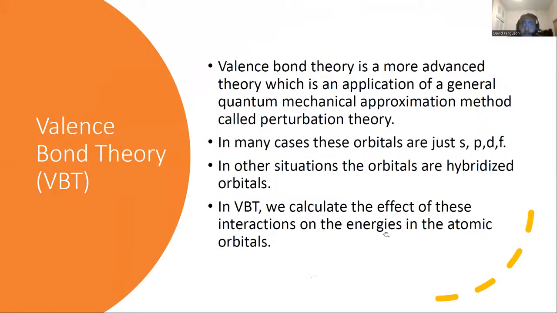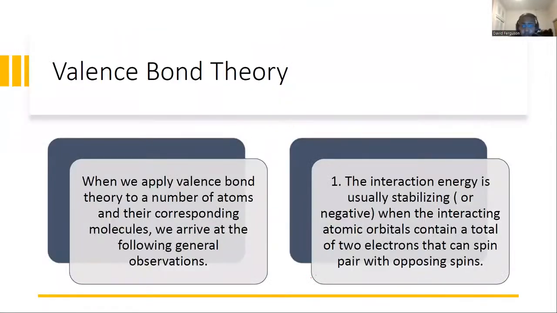Valence bond theory is a more advanced theory, which is an application of a general quantum mechanical approximation method called perturbation theory. We're not going deep into that. It's not a quantum mechanics class. I just want to expose you to it. In many cases, these orbitals are just s, p, d, and f. In other situations, the orbitals are hybridized. In VBT, valence bond theory, we calculate the effect of these interactions on energies in the atomic orbitals.